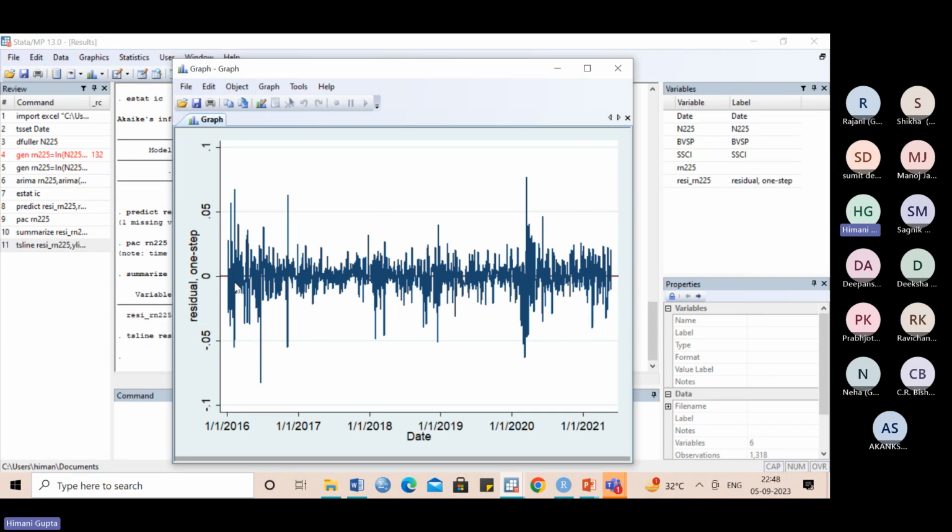Now see, your red line you are able to see. This is your mean line. Now it's saying that the mean is 0. It's coming to be 0. The same diagram we are getting with R also. But see, in R there are different ways. Over here, you can see the dates are already given, but in R, we have to put dates.